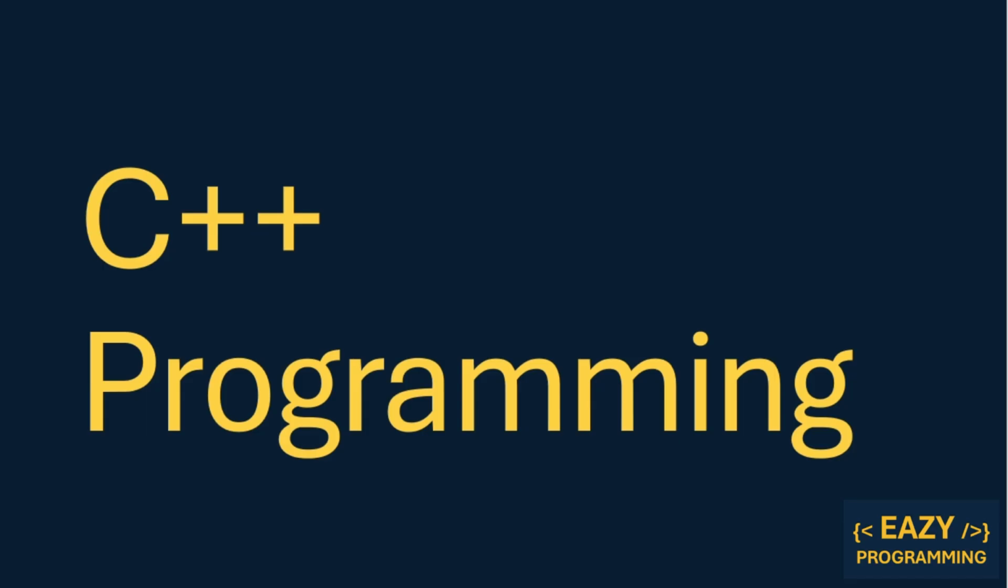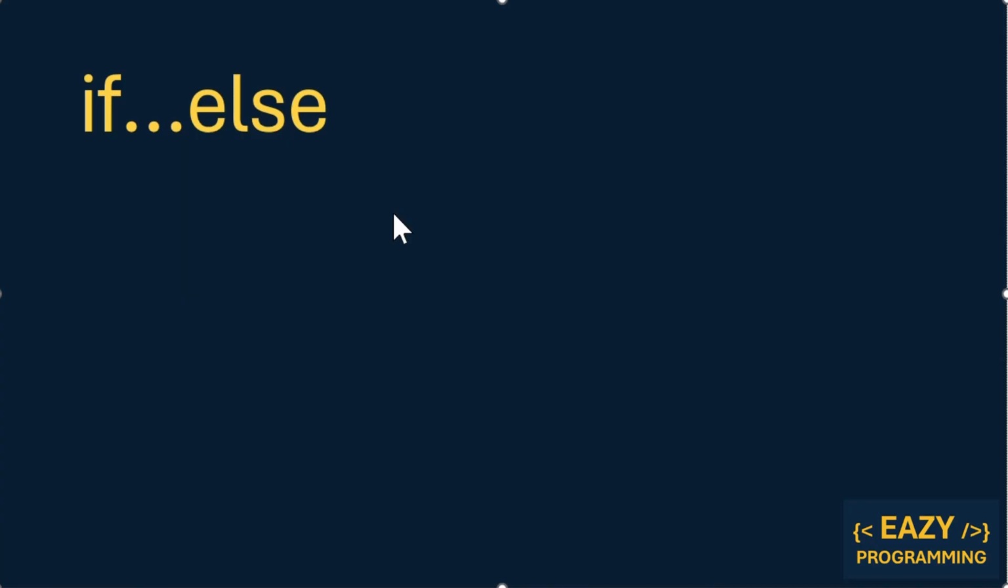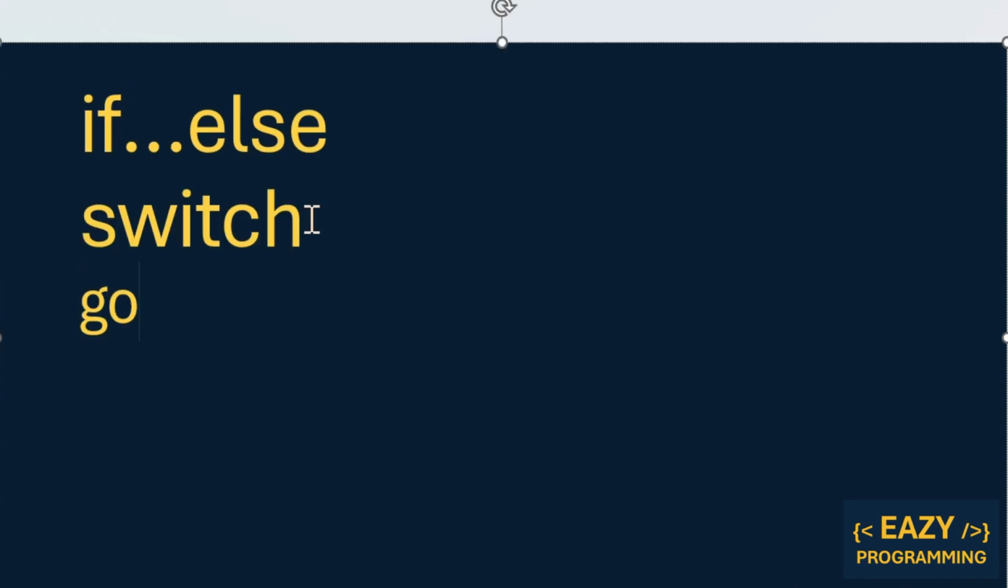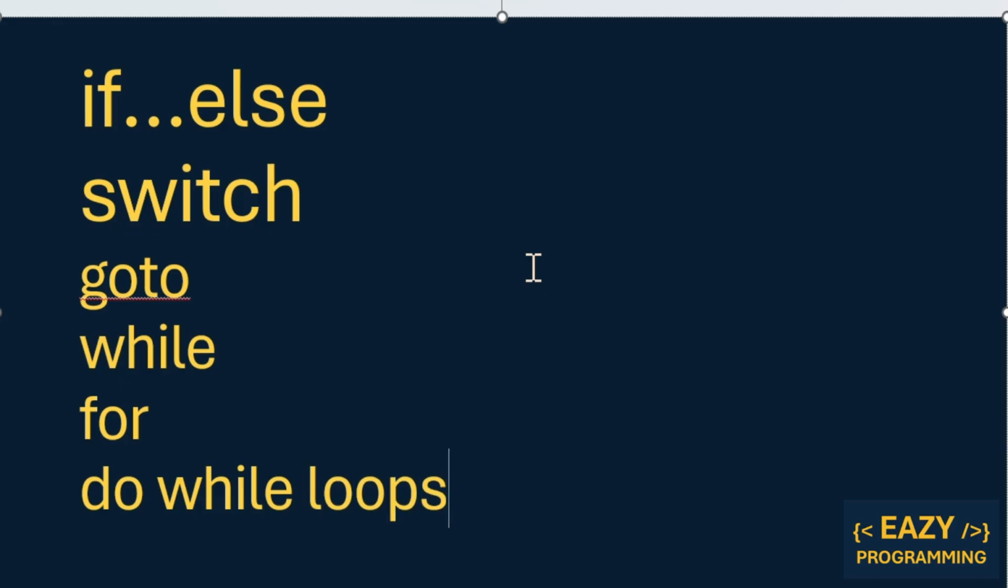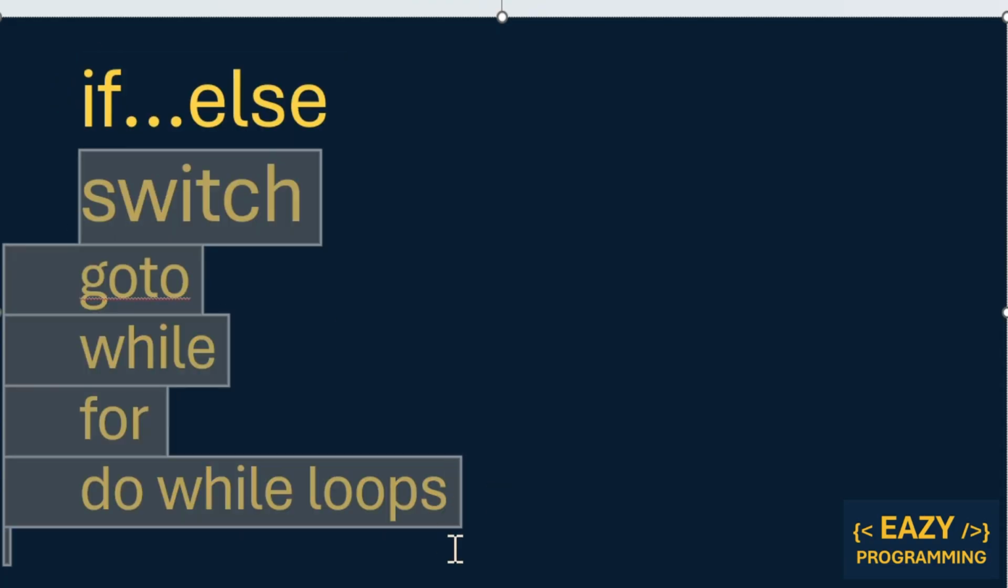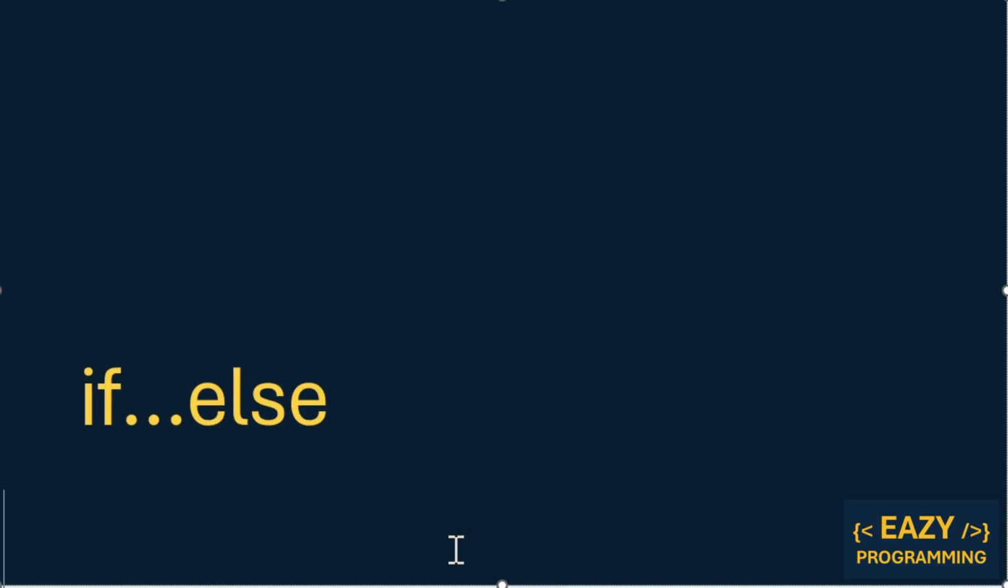Now we have many control structures: if else, then we have switch statements, then the goto statement, then we have loops called while loop, for loop, and the last one is do while loop. What are the advantages of using these loops and how we are going to use these in a program, that we will see. First, in today's video we will start with if else statements.